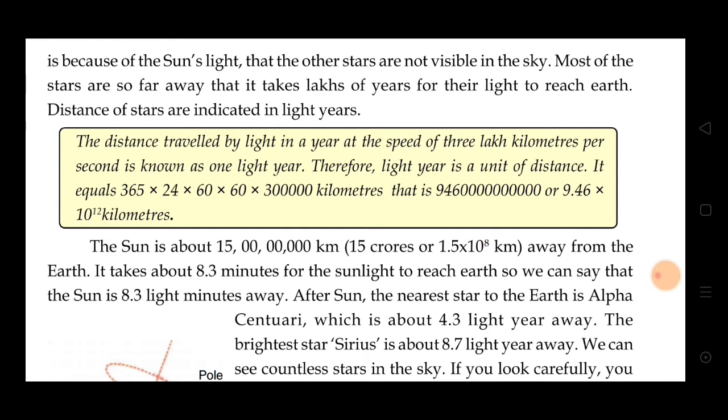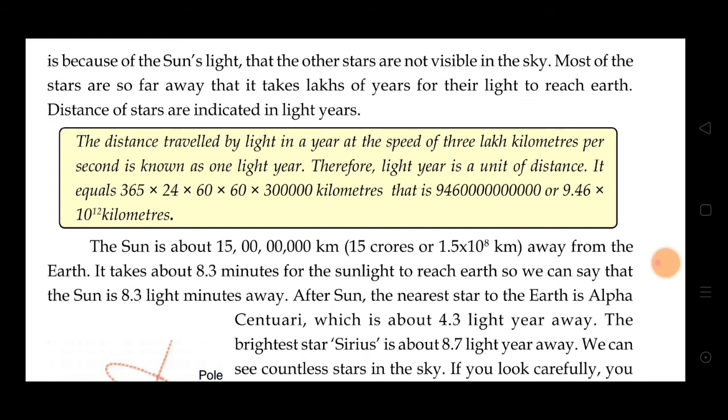The distance traveled by light in a year at the speed of 3 lakh kilometers per second is known as 1 light year. So we measure the distance of light equal to 365 into 24 into 60 minutes into 60 seconds into 3 lakh kilometers. That is 9.46 into 10 to the power 12 kilometers. The sun is about 15 crore kilometers away from the Earth.